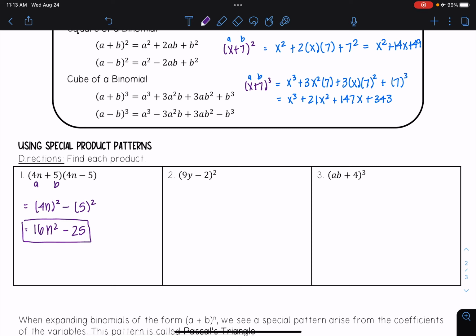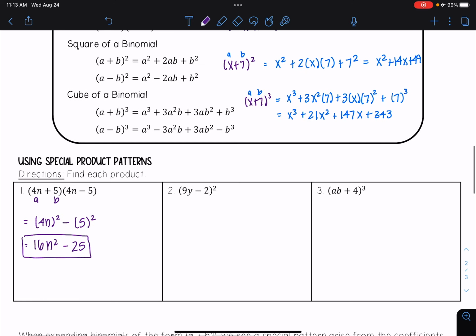Okay, number 2, I have 9y minus 2 squared. So this is the square of a binomial pattern. Here my a is 9y and my b is 2. Since I am subtracting, I'm going to follow the second one that we see here. So this is going to equal a squared, so 9y squared, minus 2 times a, which is 9y, times b, which is 2, plus b squared, which is 2 squared.